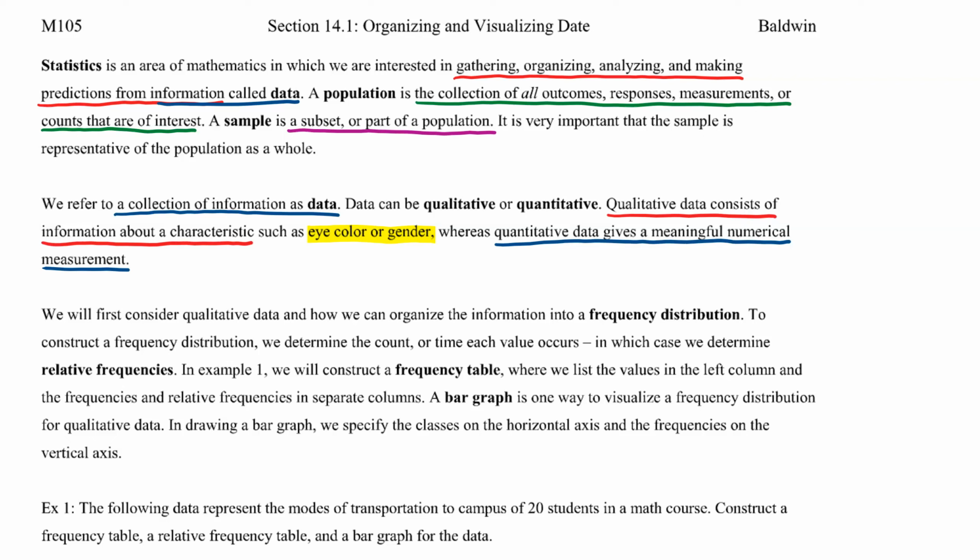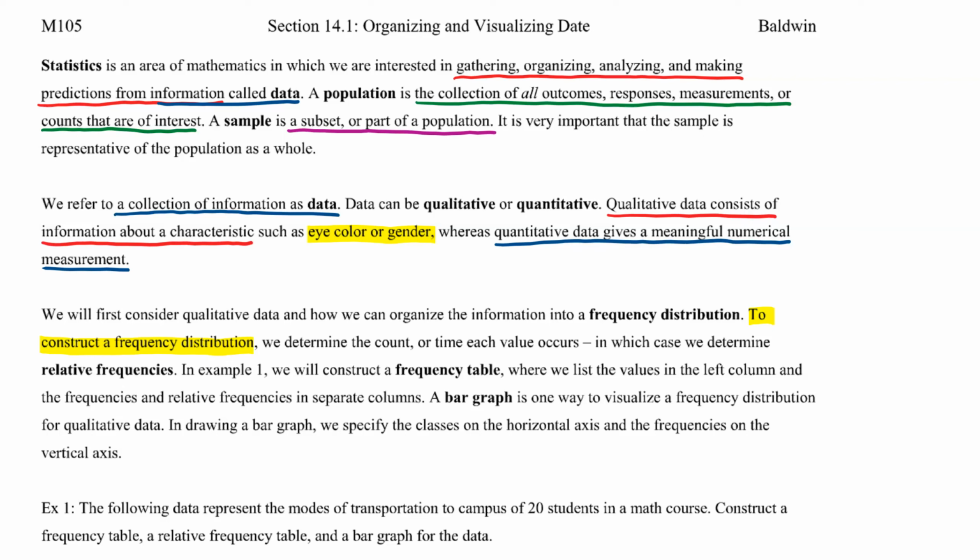So in constructing a frequency distribution, which is what we're going to start off with in this section, first we have to figure out the count, which is the number of times a particular thing occurs. And so from there, we calculate what's called relative frequencies, which would be the number of times that particular event occurred compared to the total number of occurrences we have. So in the first example, we are going to build that frequency table. And so we're going to list the values in the left column, and then the frequencies and the relative frequencies are going to be in different separate columns.